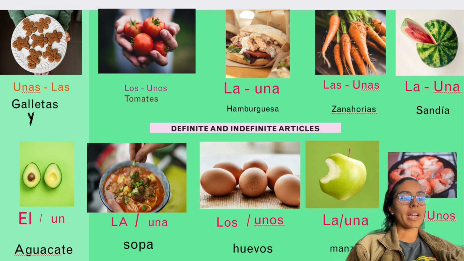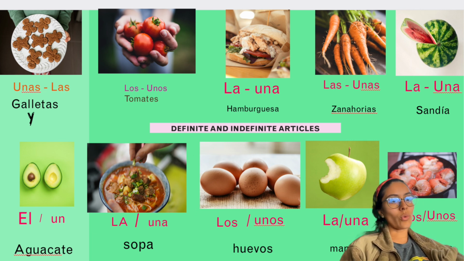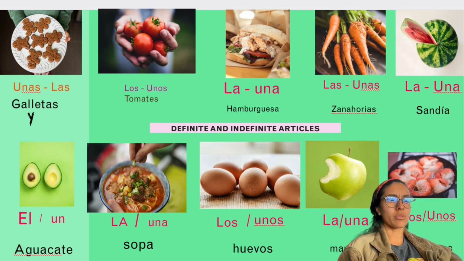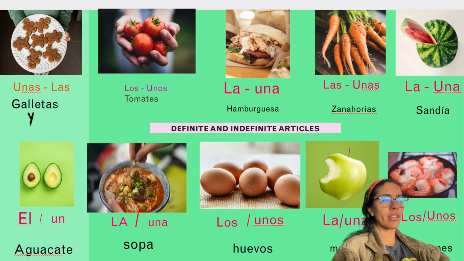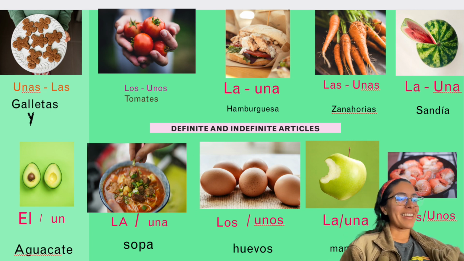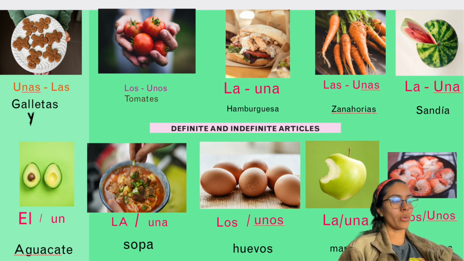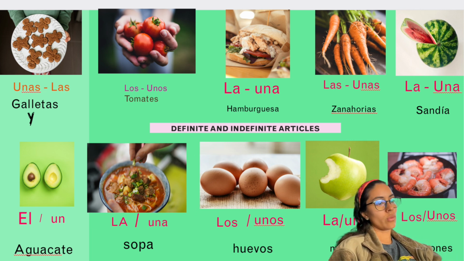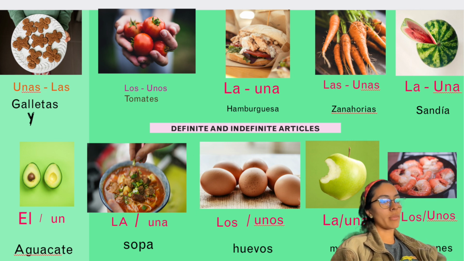Yeah. So we have la sandía and then una sandía, which, I don't know, there are so many names for this. Watermelon, melon. Yeah. And then we have el aguacate or un aguacate. We have la sopa or una sopa. We have los huevos or unos huevos. La manzana, una manzana. Los camarones, unos camarones. Shrimp.